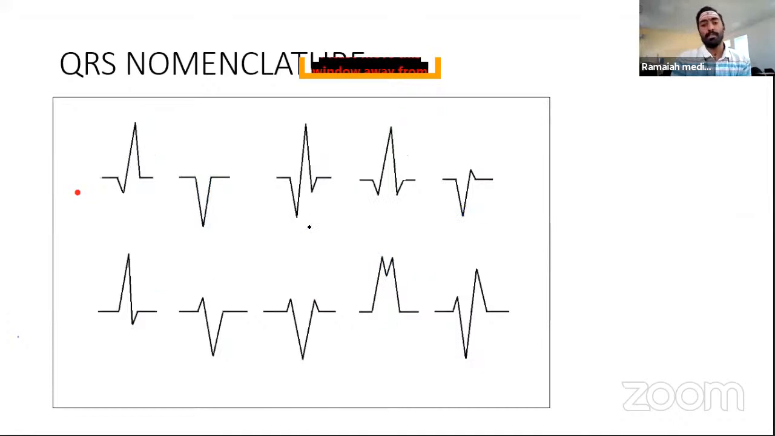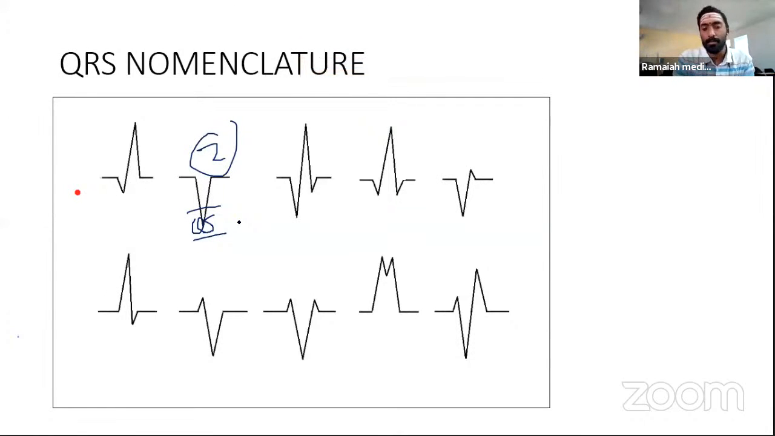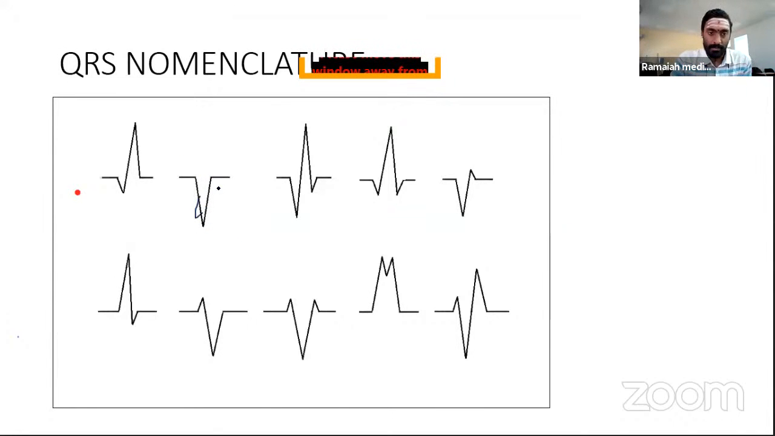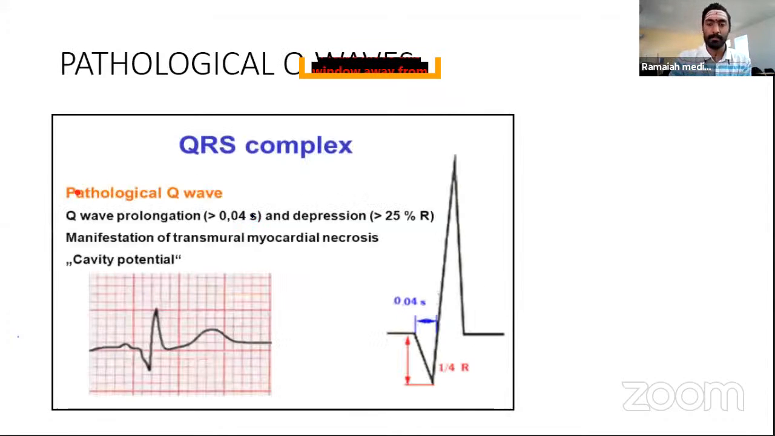Someone had asked me about the second one. It is called QS because it is unlikely that you get only a very huge Q without a negative activation of the basal portion. That is why it is called QS. It is just a nomenclature. So this is the QS complex. Whenever you get this, you think of a left bundle branch block. We'll have bundle branch blocks also in the coming classes.